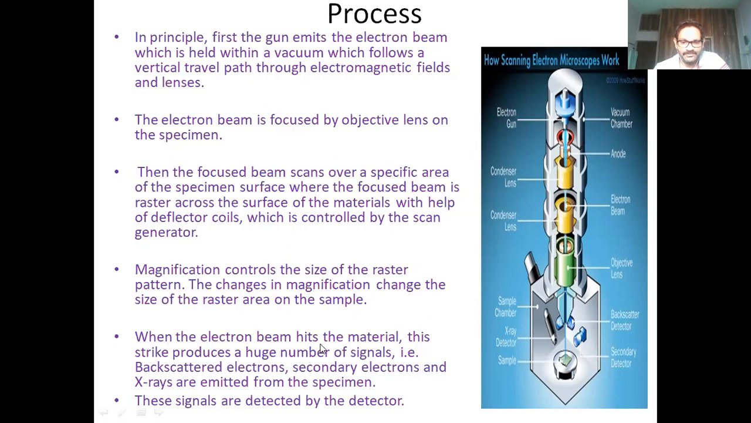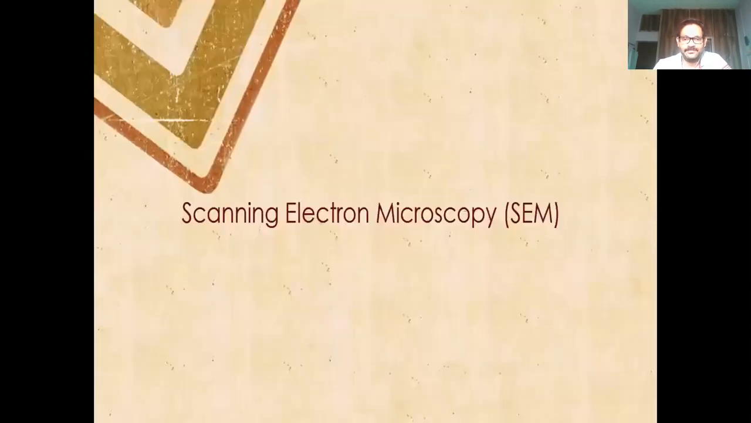When the electron beam hits the material, this strike produces a huge number of signals. Once the electron beam from the objective lens strikes the specimen in a raster pattern, it will produce three important signals: the backscattered electrons, secondary electrons, and X-rays. These will be detected by detectors. So this is the working process of SEM.